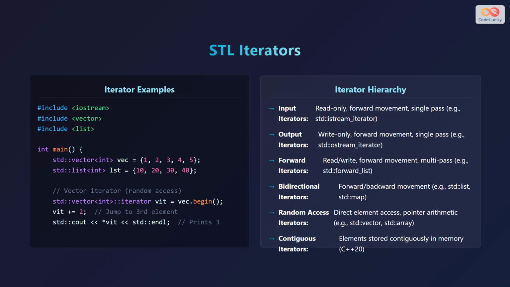The slide then outlines the hierarchy of iterators, including input iterators, output iterators, forward iterators, bidirectional iterators, random access iterators, and contiguous iterators.